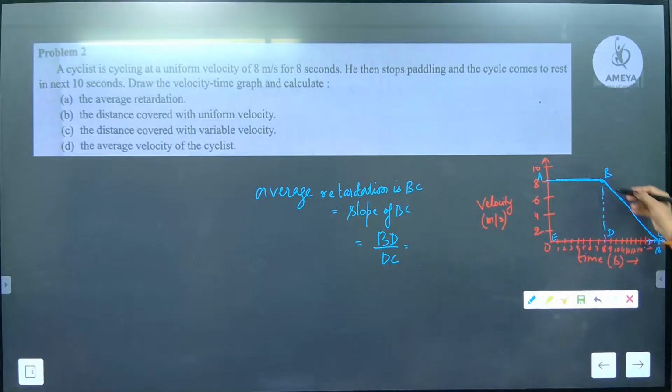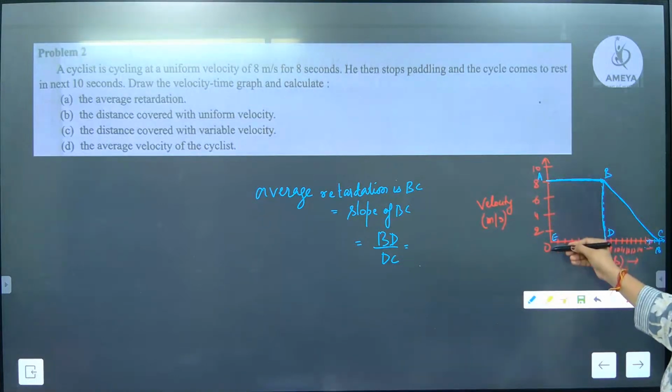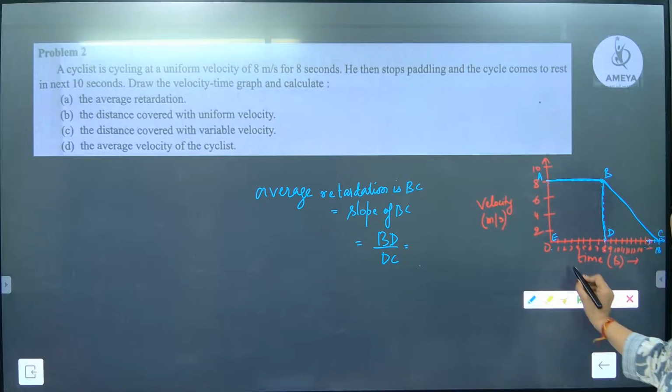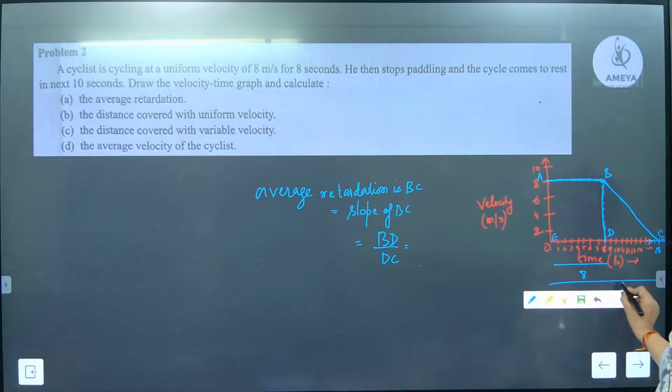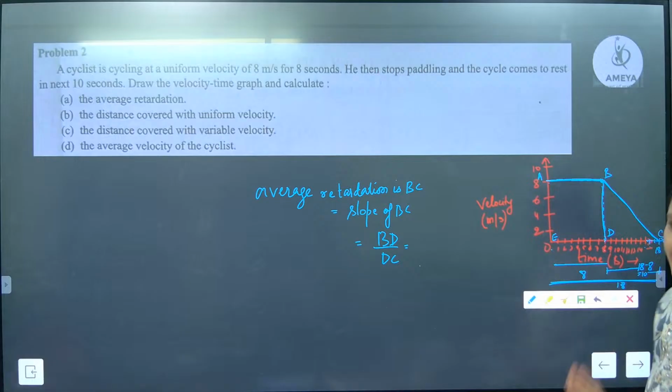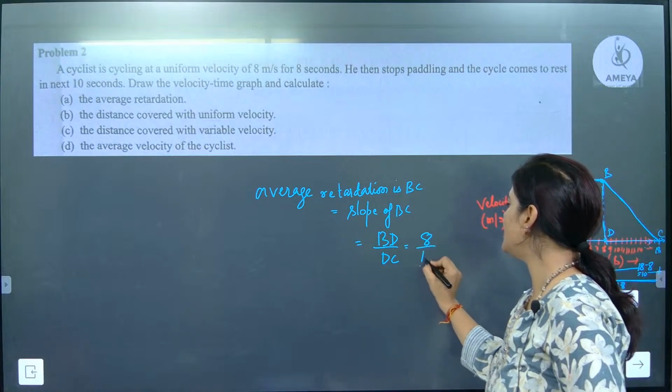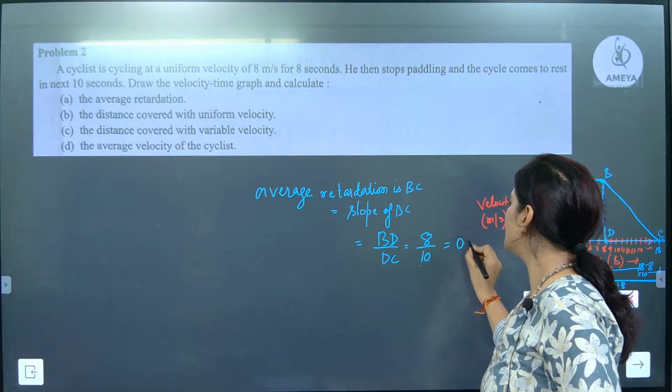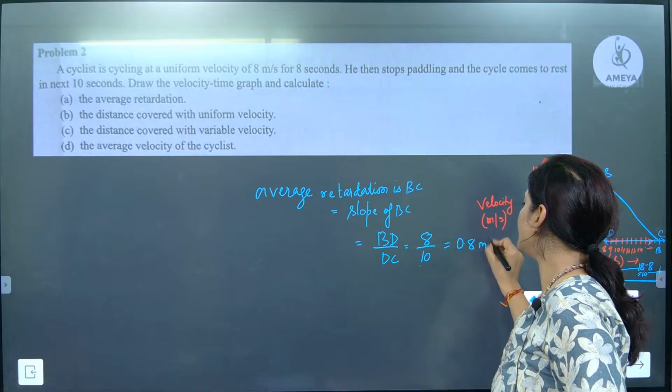What is BD, beta? BD is total 8. What is DC? 8 to 18. 8 to 18 is 10. This much distance is how much? Here to here is 8. Here to here is 18. So what is BD? 18 minus 8. So how many seconds? 10 seconds. Correct, na beta? Total is coming as 18. This much is 8. Then what is the remaining part? 10. Understood? So this is 8 by 10. How much is it coming? 0.8 meter per second square.